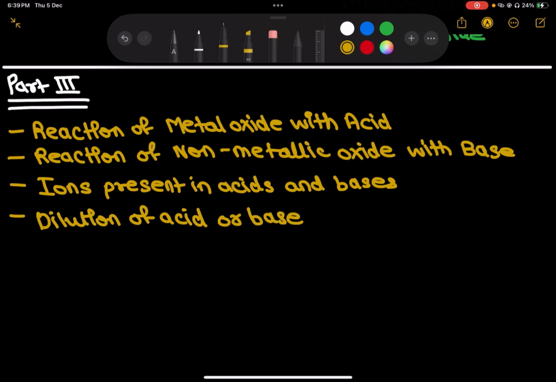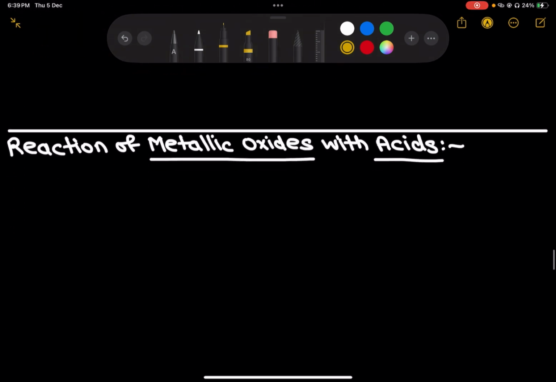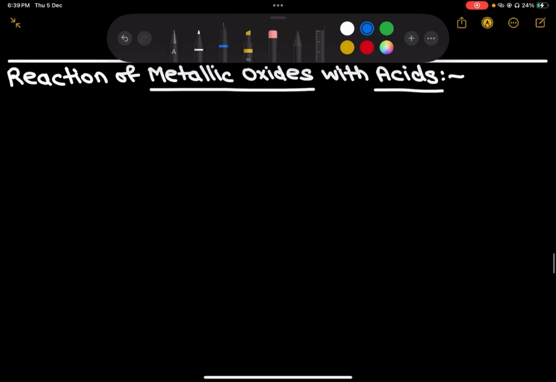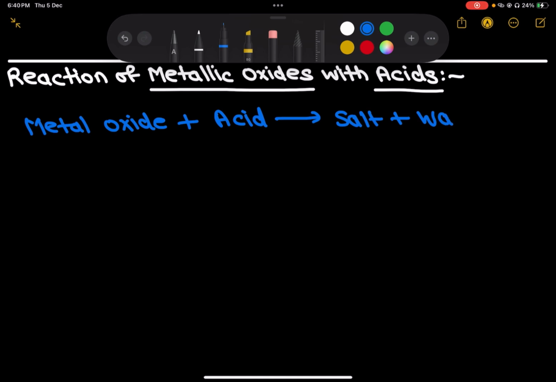Okay, so let's start with the first one, reaction of metallic oxide with acids. So what happens when a metallic oxide reacts with an acid? So I write down the general equation and then we'll see some examples. So a metal oxide plus acid gives salt plus water.